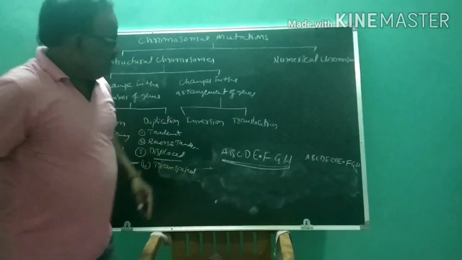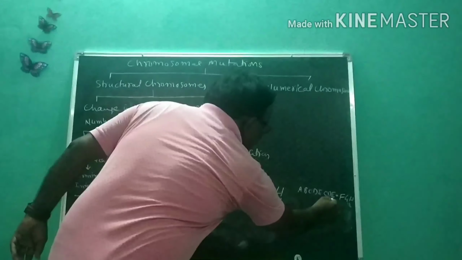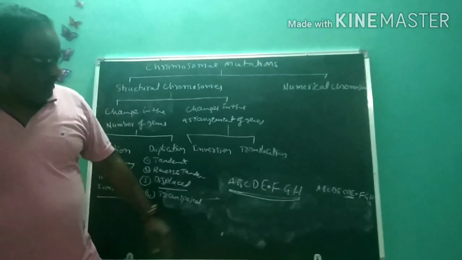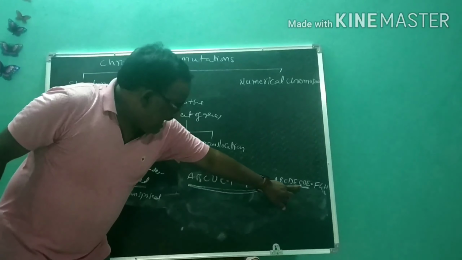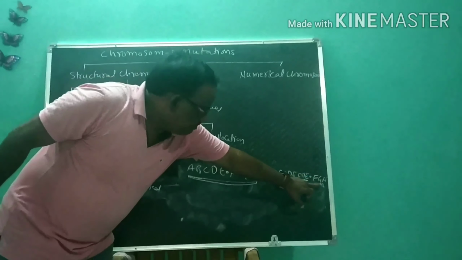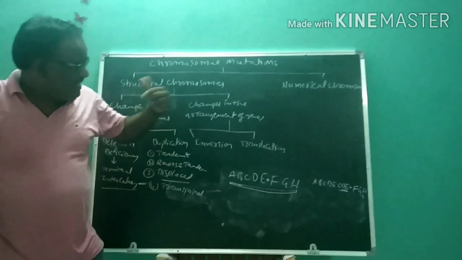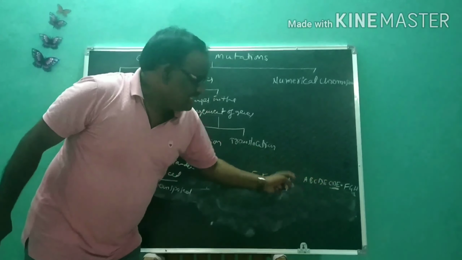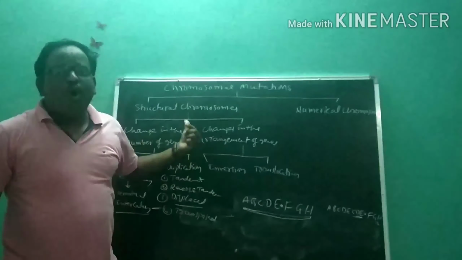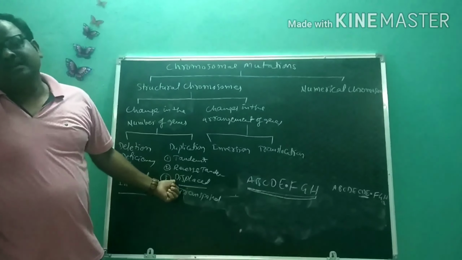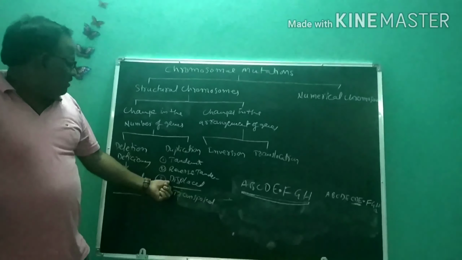So here, friends, which is the duplication? C, D is the duplication. A, B, C, D and C, D, E, centromere, F, G, H, these are the segments. So here which is repeated? C, D is repeated in the same arm. That type is called homobranchial displaced duplication.